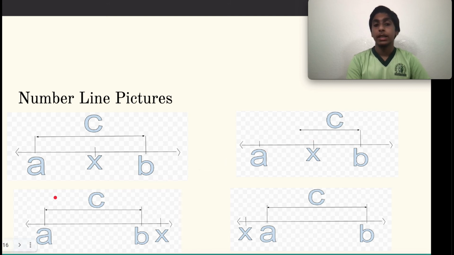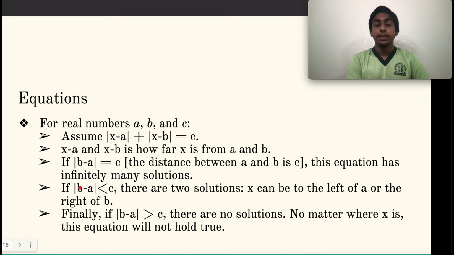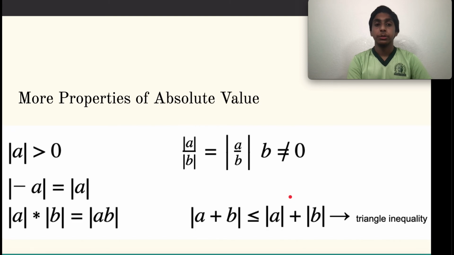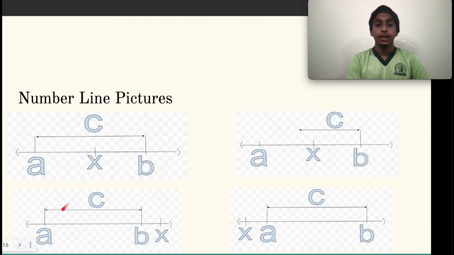Here we have the case where we have two solutions, right? Here C is larger than the distance between A and B. It reaches beyond that distance. So here X can be on either side in order to make this equation work. If we see here, it says the distance between B and A is less than C. So that's how we get the two solutions. C is bigger than the distance between A and B, and that's why X can be on either side of the number line to get your solution.